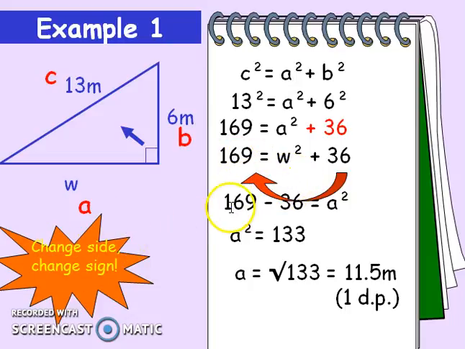So 169 minus 36. From the positive 36, it will be negative 36, equals A squared, or W squared. And then A squared equals 133. So A equals the square root of 133, which equals 11.5 meters with 1 decimal place.